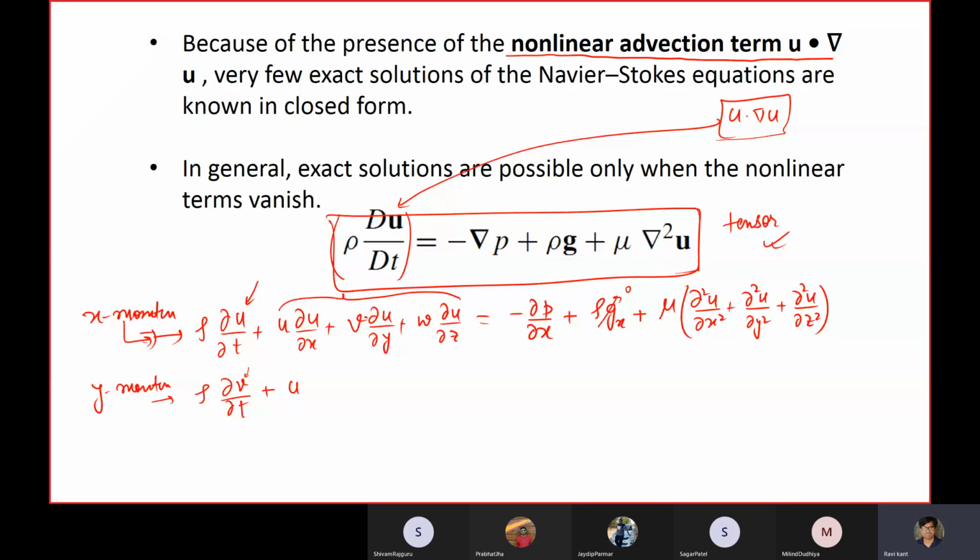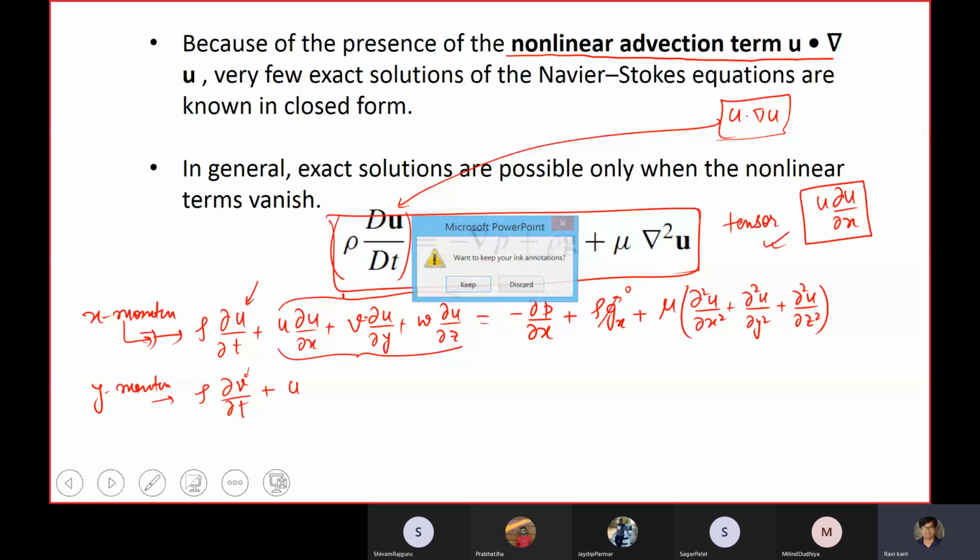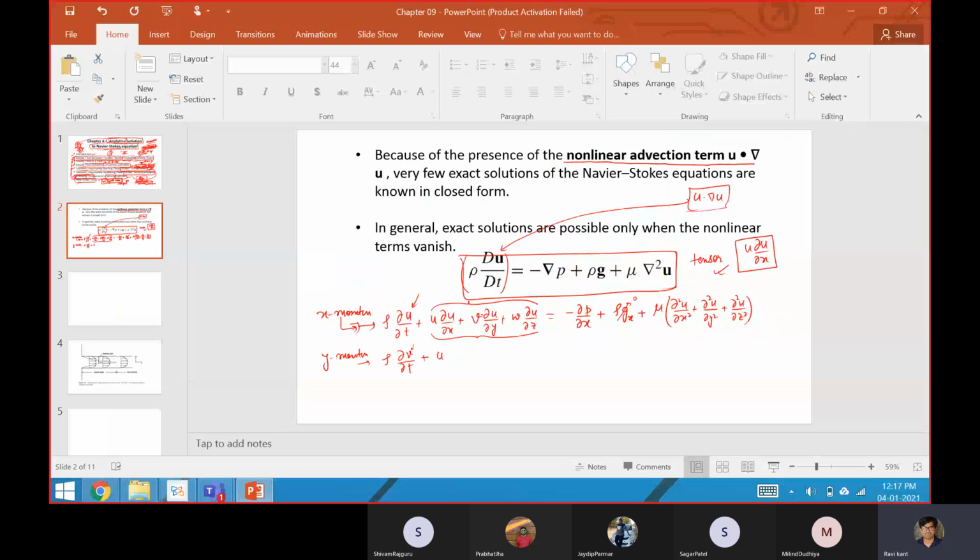So somebody tell me why I am writing u dou u by dou x as a nonlinear term. Can somebody comment on that? Or do you have any idea why I'm calling it nonlinear? How do you define a differential equation to be nonlinear or linear? How do you define that?